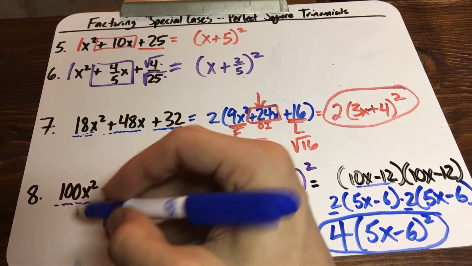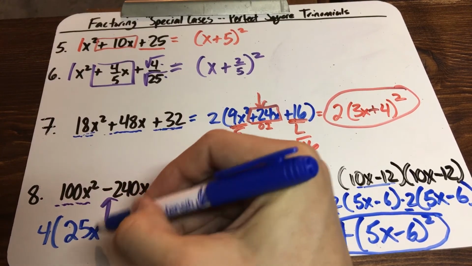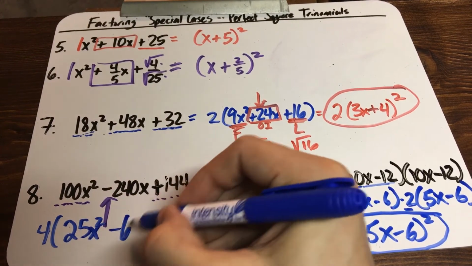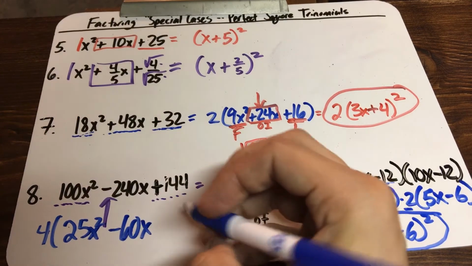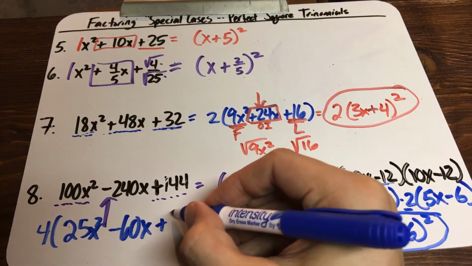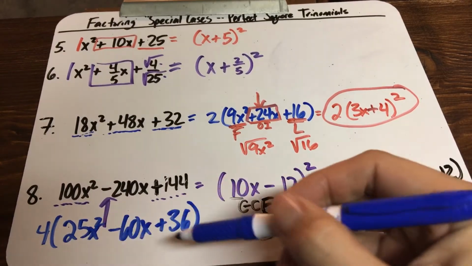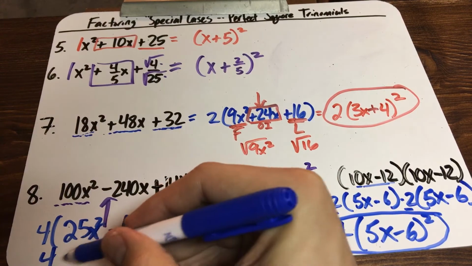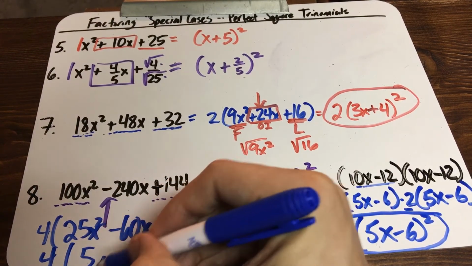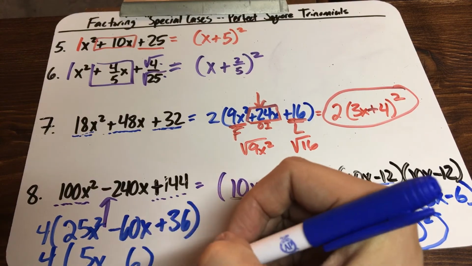You could have divided everything by 4 at the beginning. If you divided everything by 4 right here at the beginning, 240 divided by 4 is 60. 144 divided by 4 is 36. You could have divided 4 out at the very beginning, and then you would have had, okay, the square root of 25 is 5, and the square root of 36 is 6, and it has a minus sign in the middle.